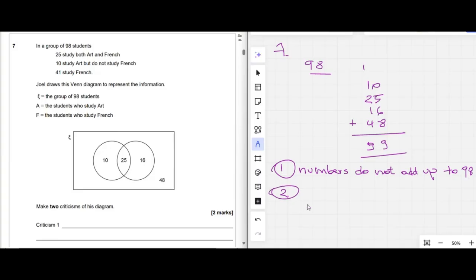What else is not right? Do we know which is which? No, the groups are not labeled and should be. We shouldn't just assume from the body of the exercise what it's saying, which is art and which is French. It should clearly show that this is art and this is French. And that's that.